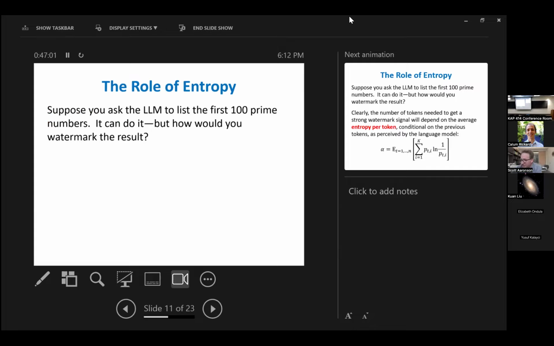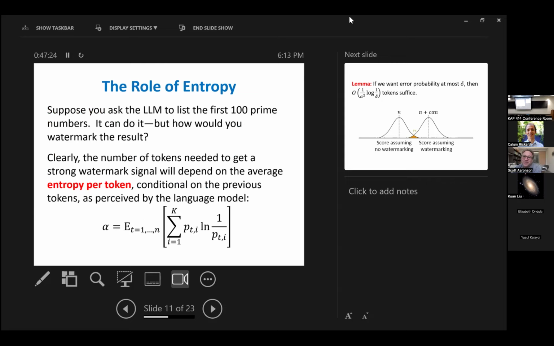Now, one thing that I didn't discuss was the role of entropy. Suppose, for example, that you ask ChatGPT to list the first 100 prime numbers. Of course it can do that, but how would you watermark the result? Because there's no entropy there, unless you want to play games with the spacing or the line breaks or something. So watermarking does depend on entropy.